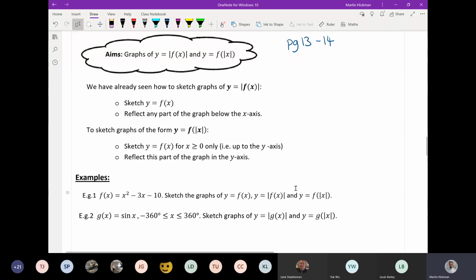So I'm going to show you two more examples on GeoGebra. We've got x squared - 3x - 10, and we've also got the graph of sine x. With both of these, we're going to look at what the modulus of f of x looks like, and f of the modulus of x. There is a distinct difference between these two graphs. They are definitely not just the same. So let's head back over to GeoGebra. Bear with me a second.